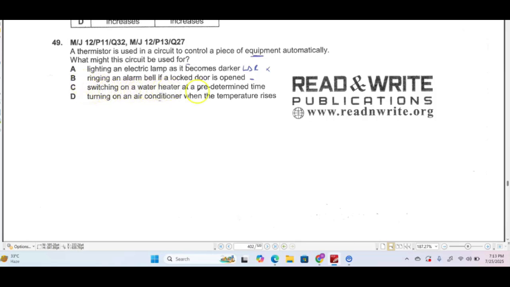Switching on a water heater at a predetermined time. Okay, and turning on an air conditioner when the temperature rises. You know when the temperature is going to rise, the resistance in the thermistor is going to decrease and it is going to allow the current to move through. So D is our correct option.